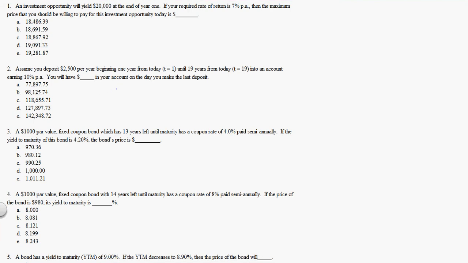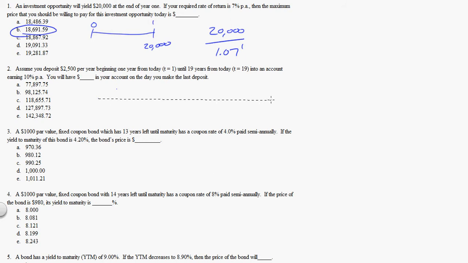Let's go through each problem on the pretest. Make sure you understand how to get the solutions. Question number 1, we just draw a simple little timeline here. And in year 1 you get $20,000. And the question is, what's the present value? So that's $20,000 divided by 1.07 to the first. The answer is B, 18,691.